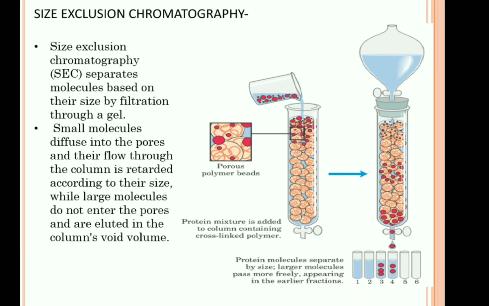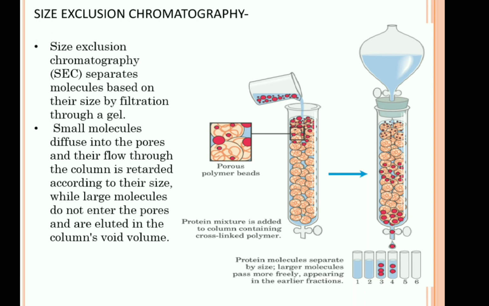When we add the protein mixture to the column which has the polymer beads, the polymer beads are the stationary phase, and when we add the sample, the small molecules will diffuse in the pores. This is the porous stationary bed. The small molecules, when we add them in the column, will diffuse in the pores, and their flow through the column is retarded according to their size.